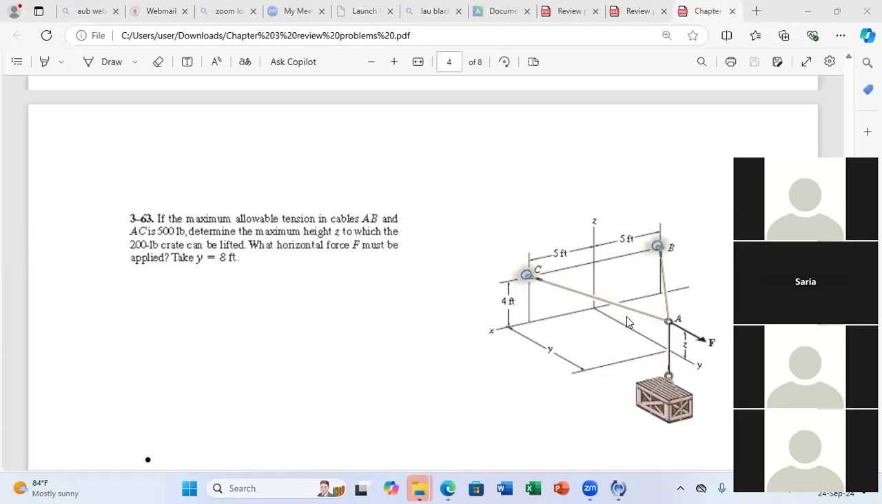But if you paid attention to this from the beginning, you can reduce the number of equations you write, and you can say that by symmetry, TAB and TAC are equal, okay? So this is the first step in the solution.